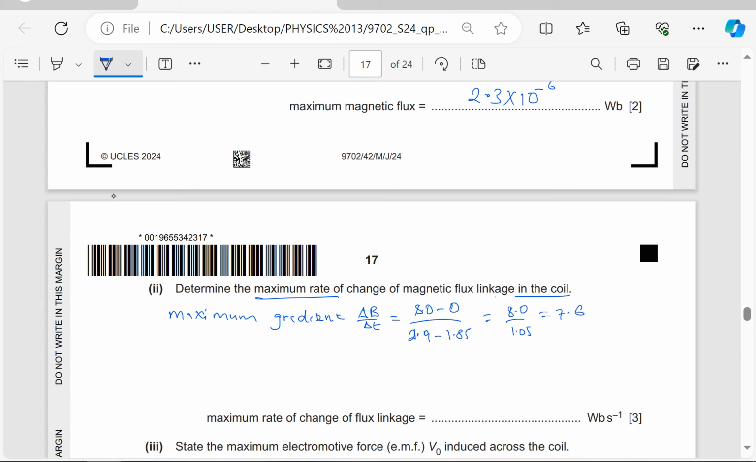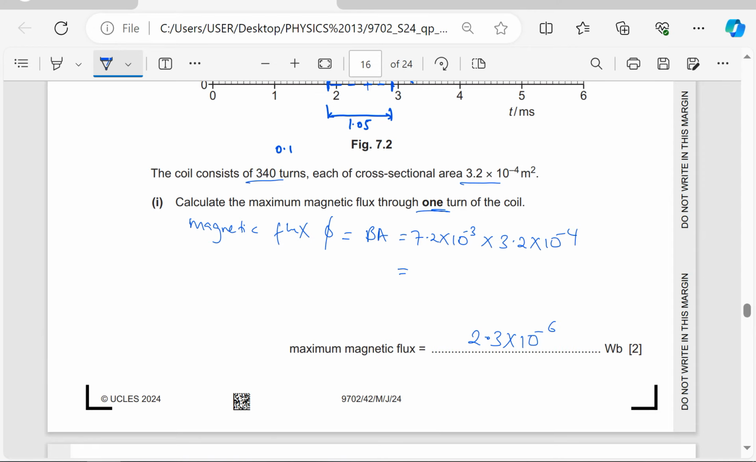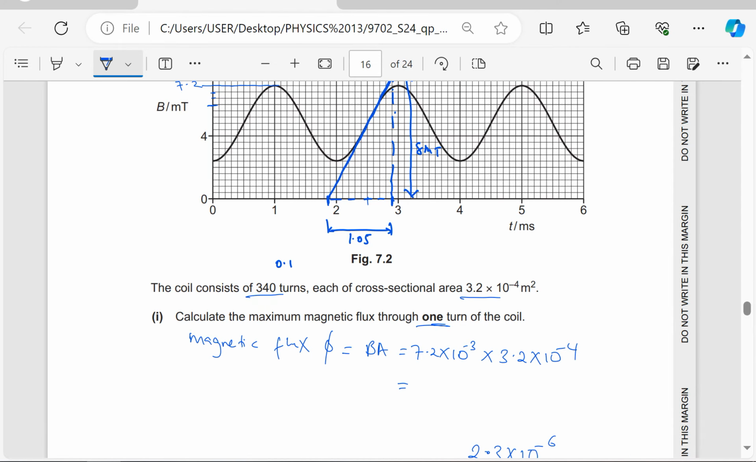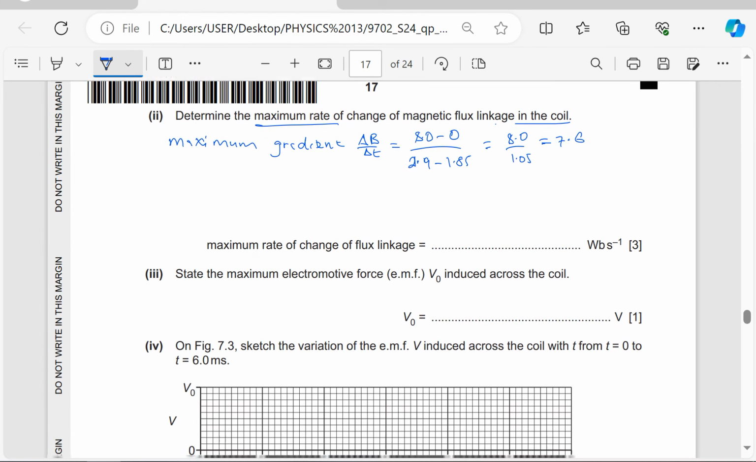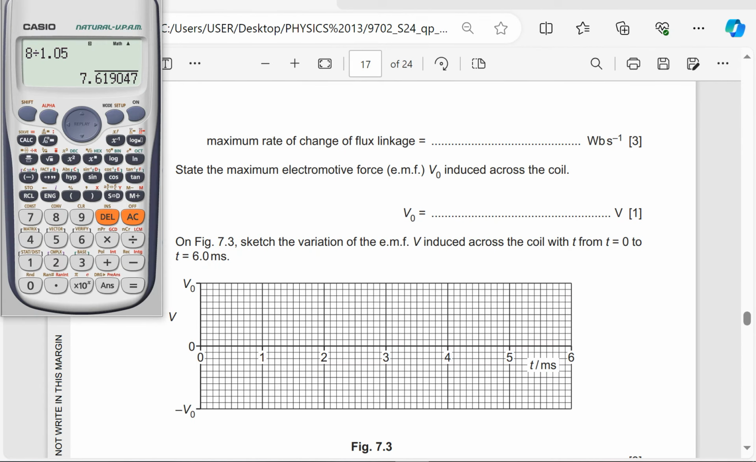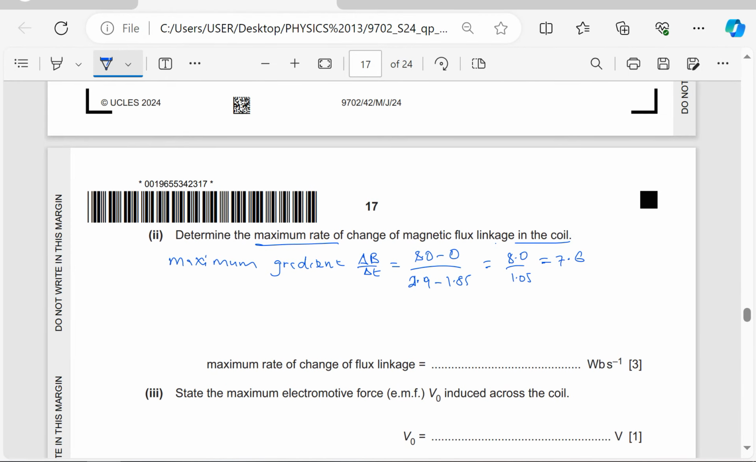You may get a value which is not exactly 7.6. You could be getting a 7.5 depending on how you approximate this, but it's approximately there. 8 divided by 1.05, 7.6, approximately 7.6. Okay, so then let's find the maximum rate of change.